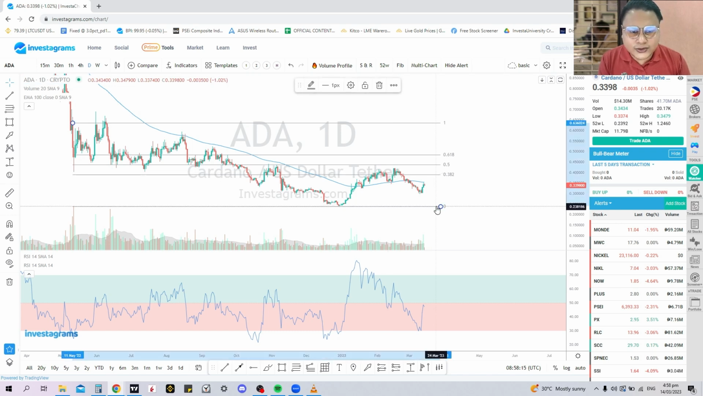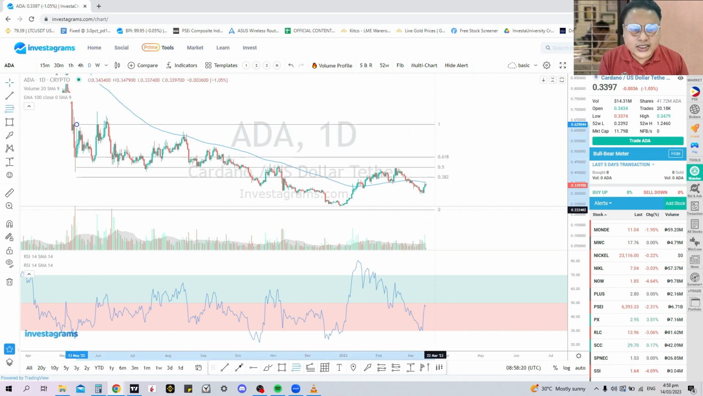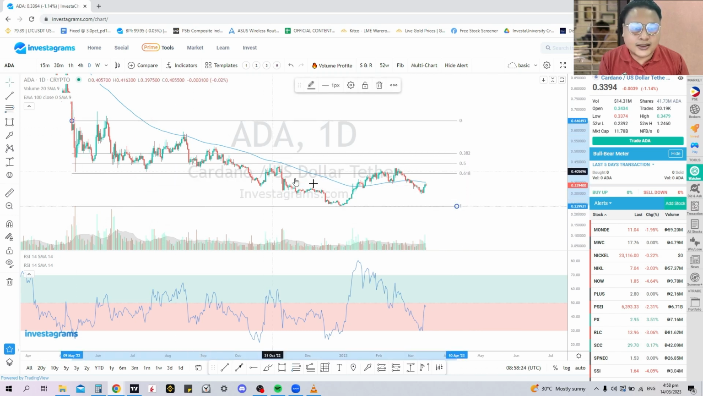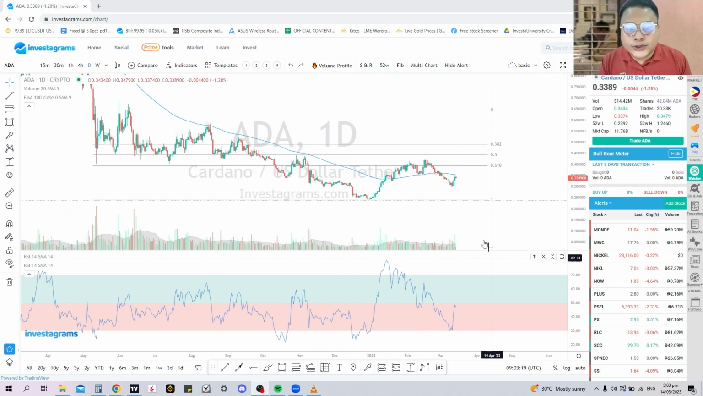So, parehas lang yan. Kunwari, babaliktarin mo, 0.618 or 0.382, same thing. Halos parehas lang yan. Walang pinagkaiba yan. Yang 0.618 and 0.382. So, in this case, nag-rally siya patungong 0.618 na retracement level. So, yun. Tapos na tayo dito sa use case na to in which it can serve as a resistance area. So, nag-resist siya dito sa 0.618.